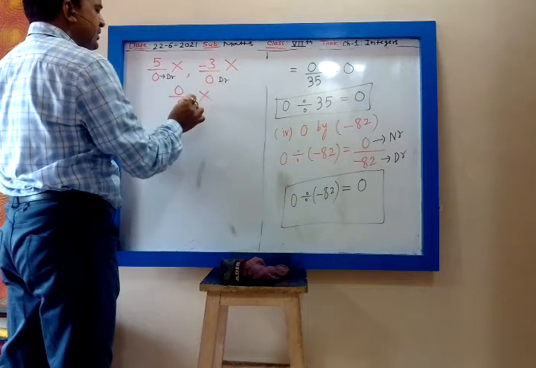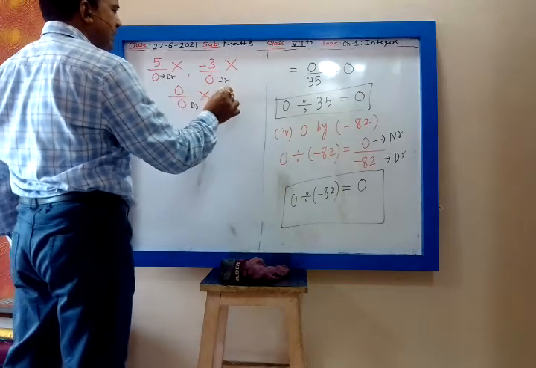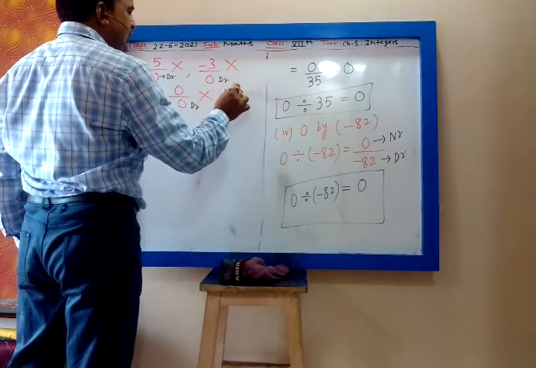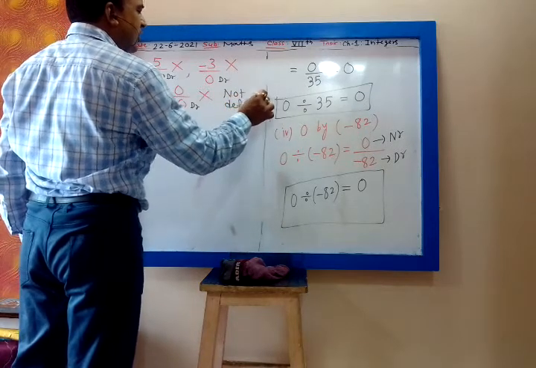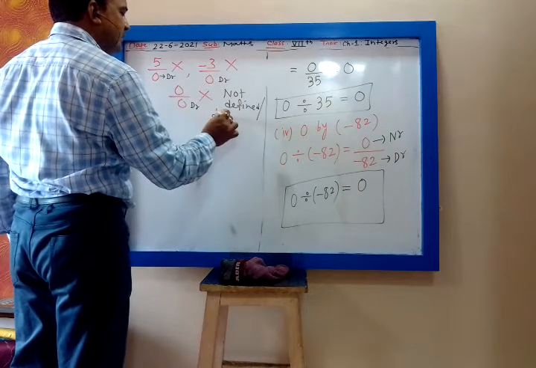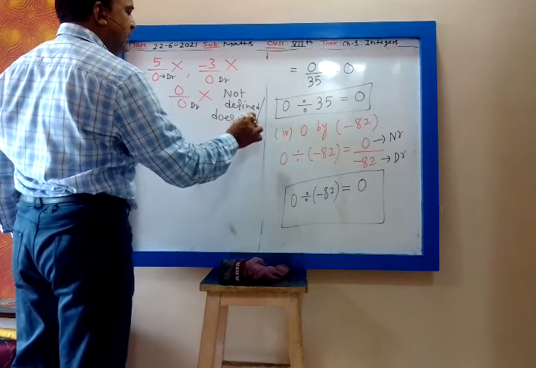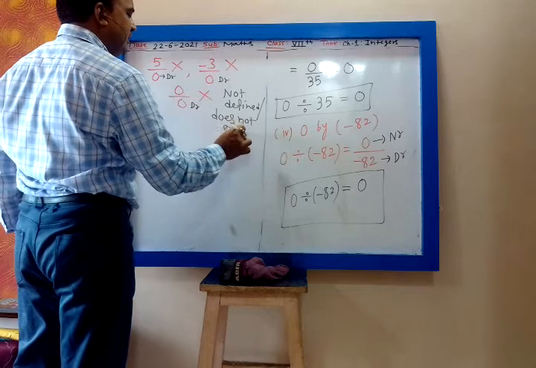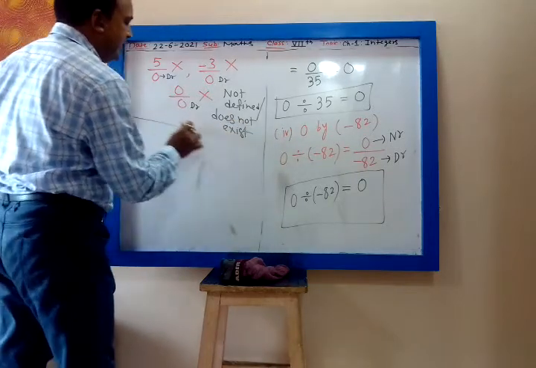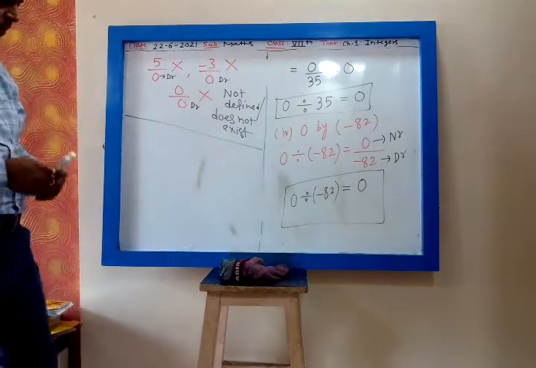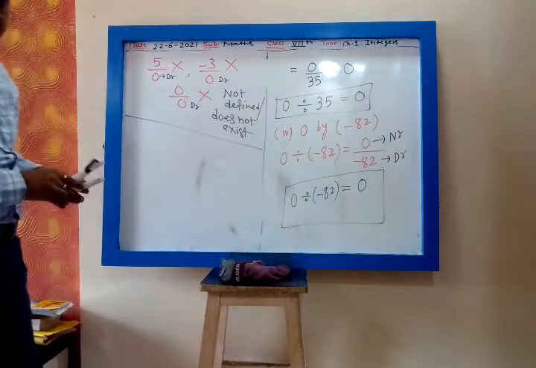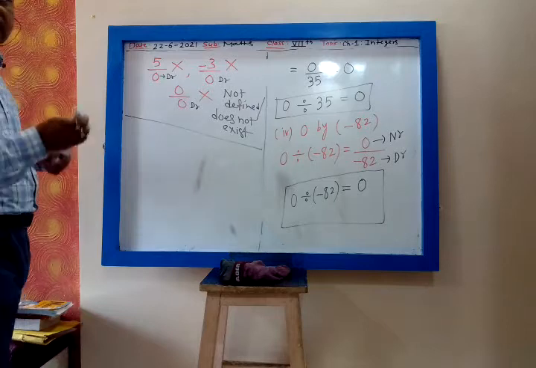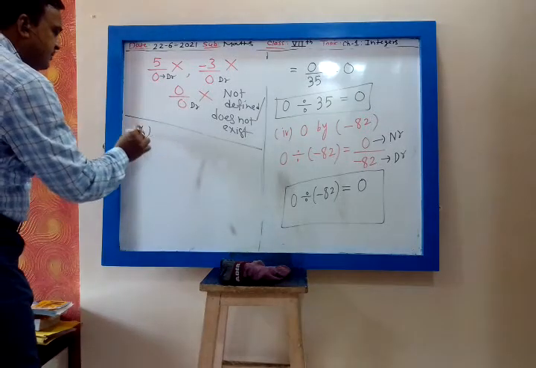0 is there in the denominator. So we write not defined, or we say does not exist. Whenever the denominator is 0, the division does not exist. Clear? Now the fifth one, I will take 2 more minutes.